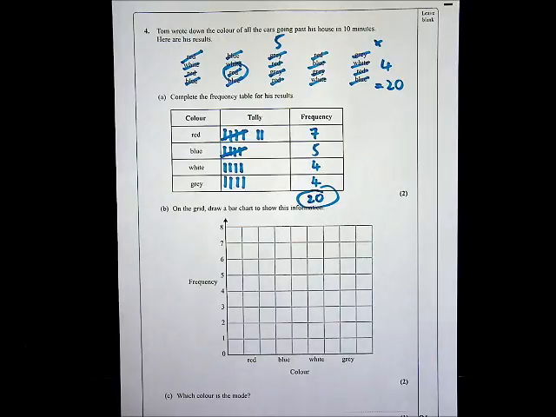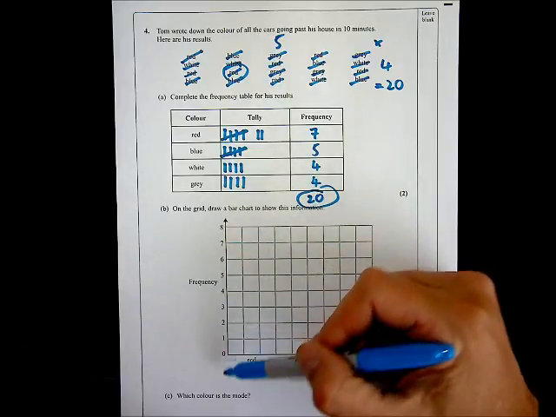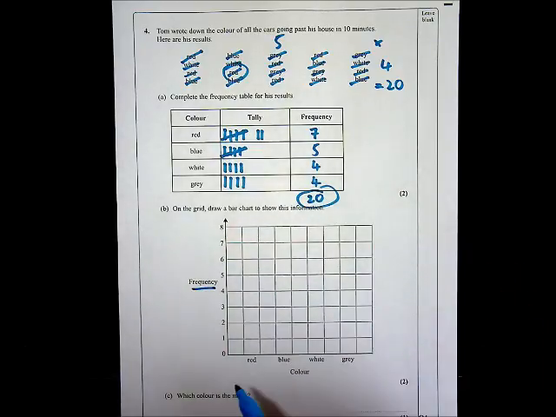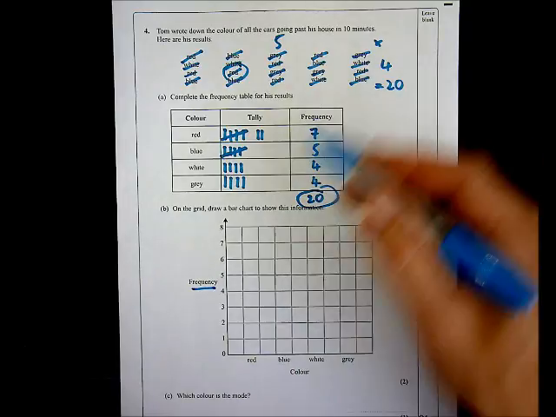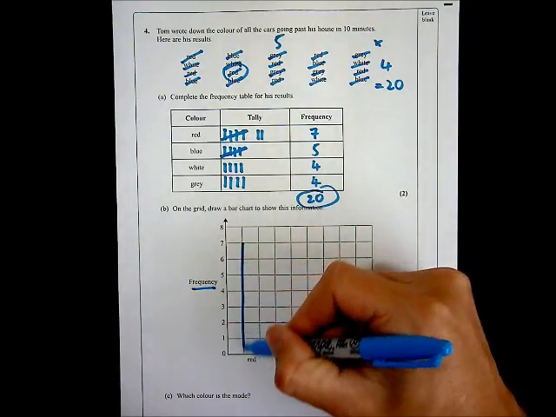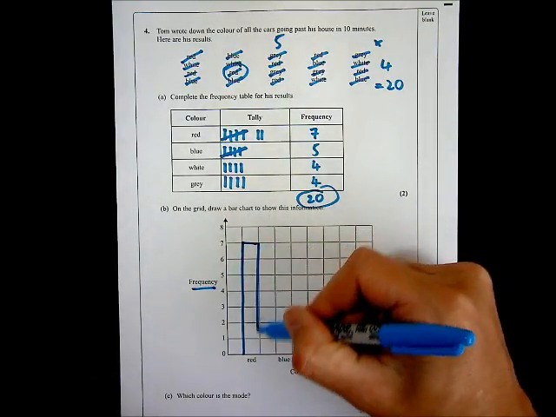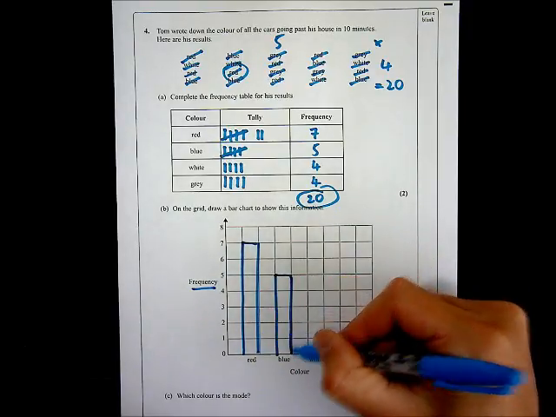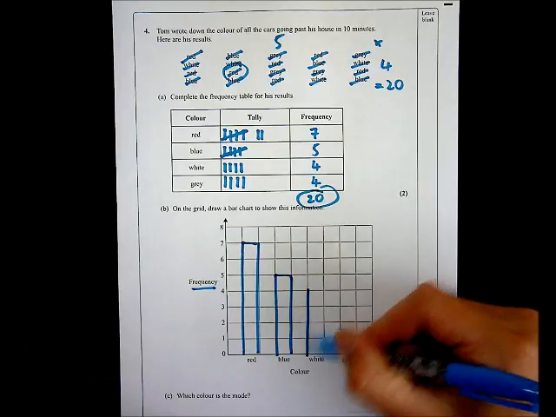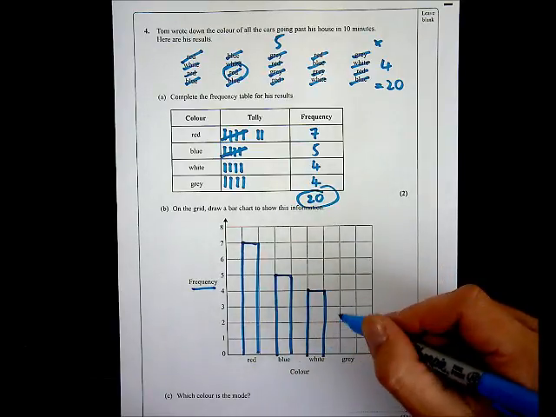Part B, I'm asked to draw the bar chart to show this information, and they've labelled the frequency axis going vertically, and they've labelled the colour of the cars going horizontally, red, blue, white and grey. So all I need to do is transfer this information to the bar chart. So red will be at 7. Now obviously in your exam you would do this with a ruler. Blue would be at 5. White would be at 4. And grey would be at 4 also.